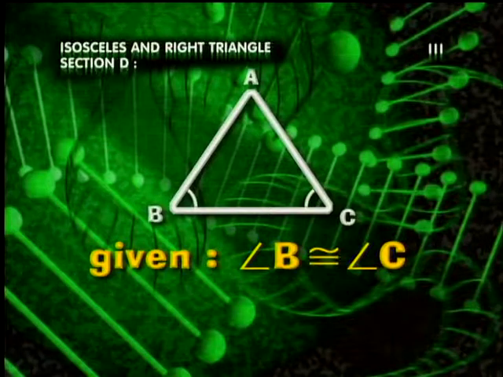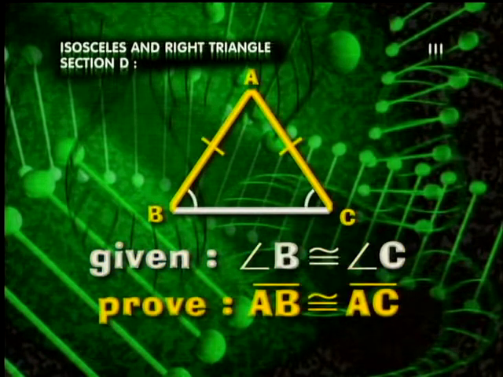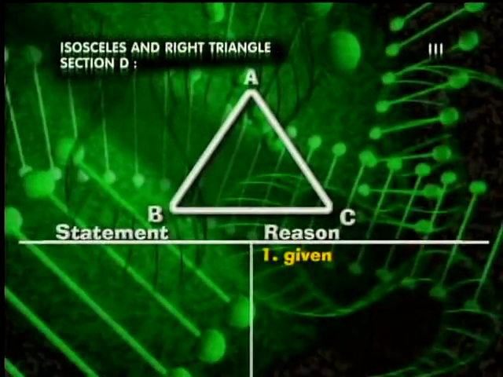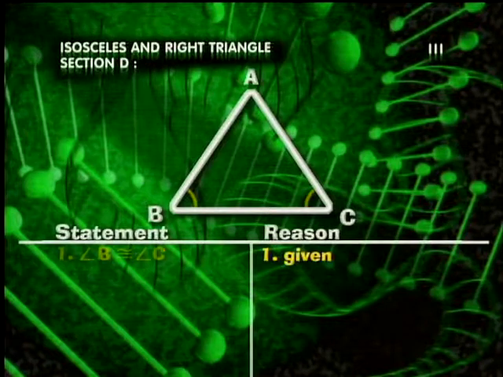So we've proven that the base angles of an isosceles triangle are congruent. Let's try another theorem that'll prove that the legs opposite those congruent angles are also congruent. We're given that angles B and C are congruent, and we want to prove that legs AB and AC are congruent in isosceles triangle ABC. Let's get started. First, we'll state our given information. Angle B is congruent to angle C.